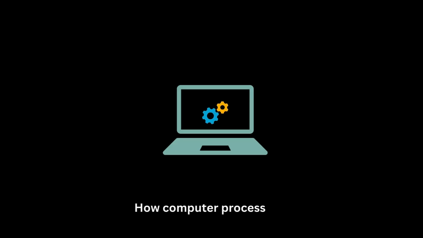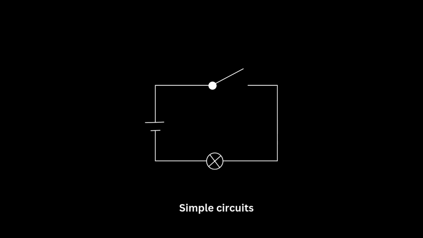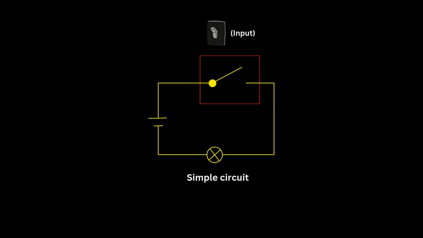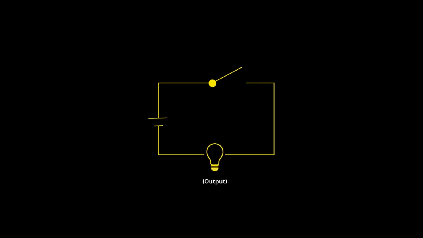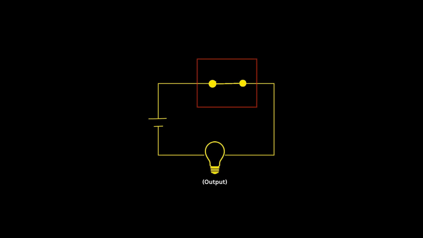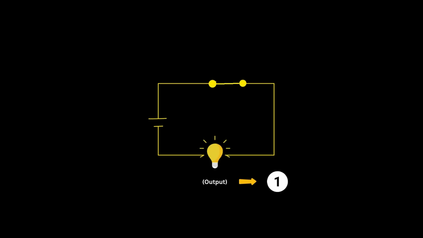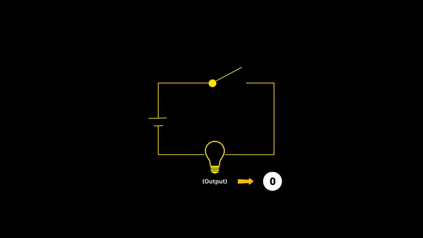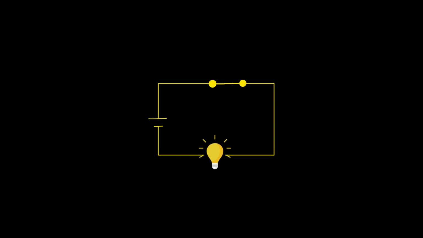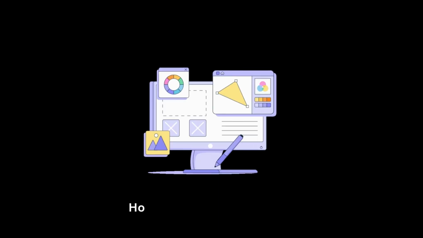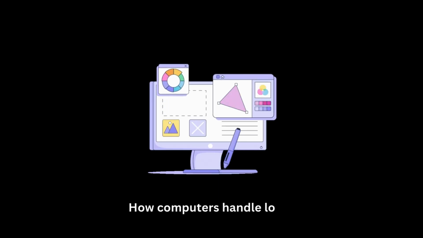To understand how computers process logic, we can start by looking at simple circuits. Imagine a circuit where 1 or 2 switches act as inputs and a light acts as the output. We define a closed switch as 1, on, and an open switch as 0, off. Similarly, if the light is on, the output is 1, and if the light is off, the output is 0. By turning the light on and off using these switches, we can simulate how computers handle logic.